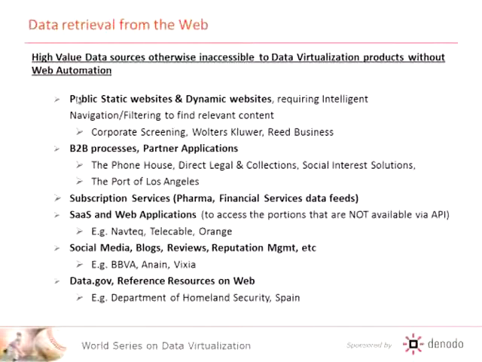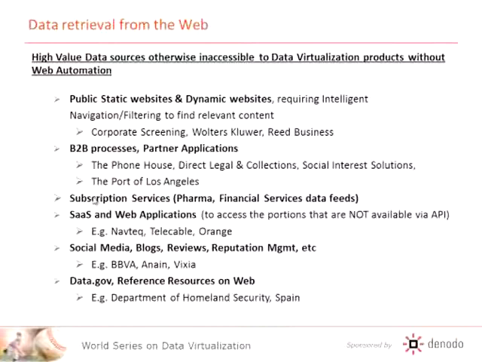First, we have the public static websites and dynamic websites. Here, intelligent navigation and filtering is required to find the content that's relevant to business. Next, we have the B2B processes or partner application, where there is only a web interface to interact with. These are different from the public websites in that the navigation is quite complex, with different steps involving large forms and requiring full control of what is happening at each step. In these scenarios, an enterprise-grade level SLA is needed.